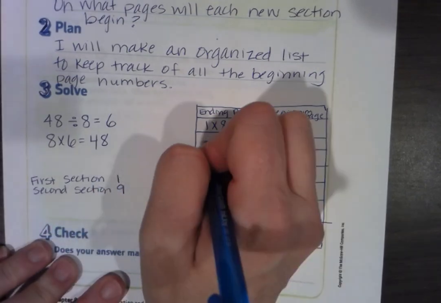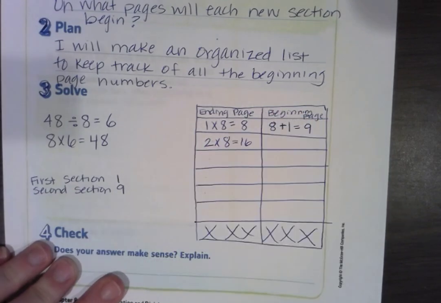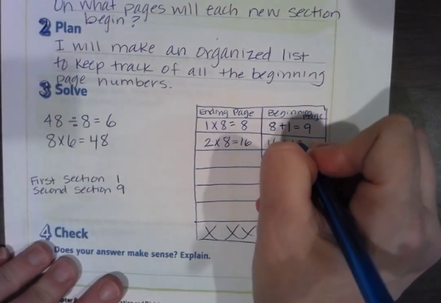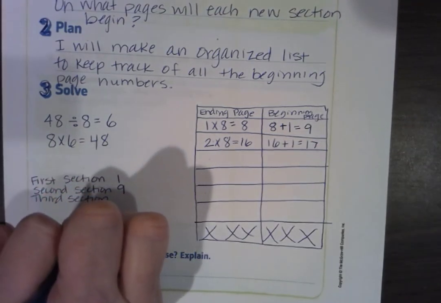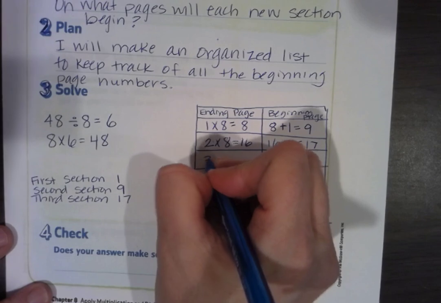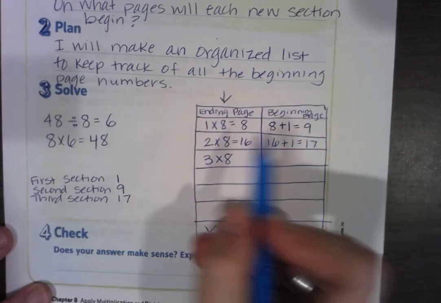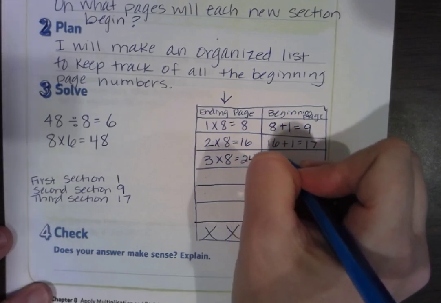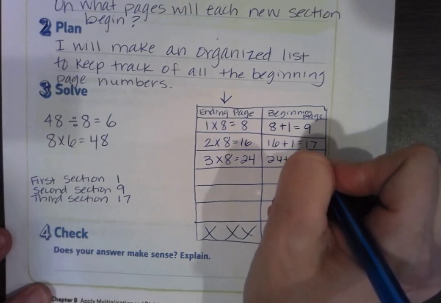So then we have the second, 2 times 8. 2 sections of 8 equals 16, correct? So then we need to go 16 plus 1 equals 17. So the third section starts on 17. All right, now we need the third times 8. What page does it end on? The third section ends on page 24. So the very next page would be the beginning. So 24 plus 1 is, you got it, 25.